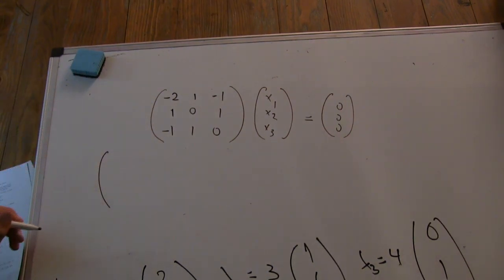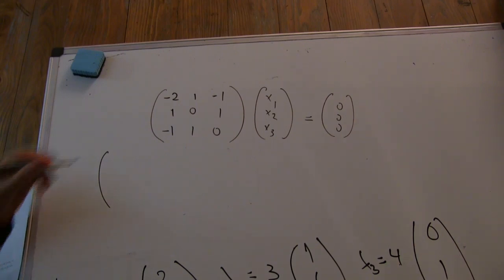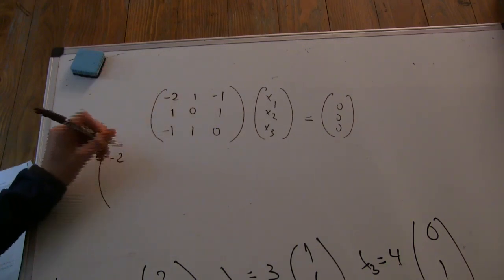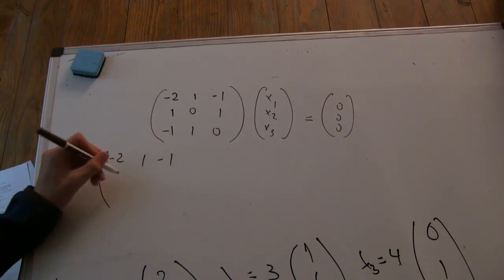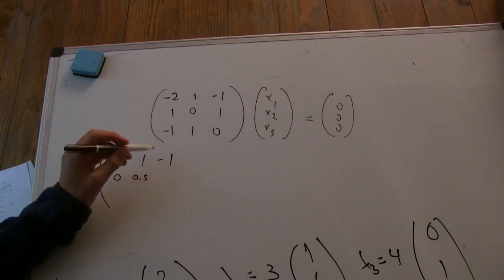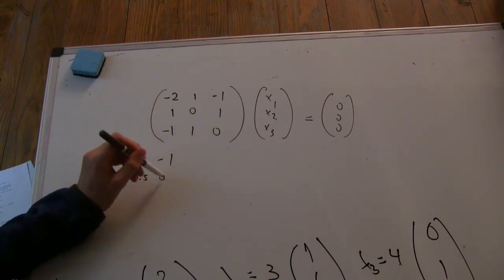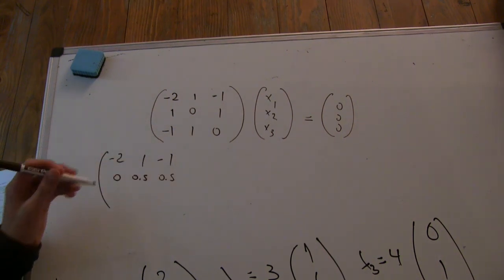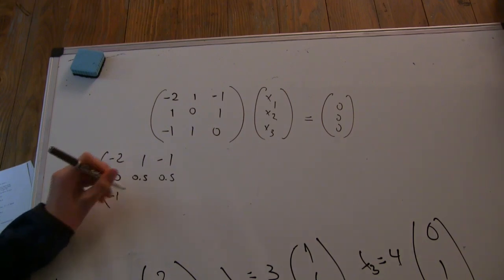So we're gonna subtract half the first row away from the second row, or add half the first row to the second row because of the -2. So it's -2, 1, -1. Then we have 0, 0.5, and 0.5. And then -1, 1, 0.